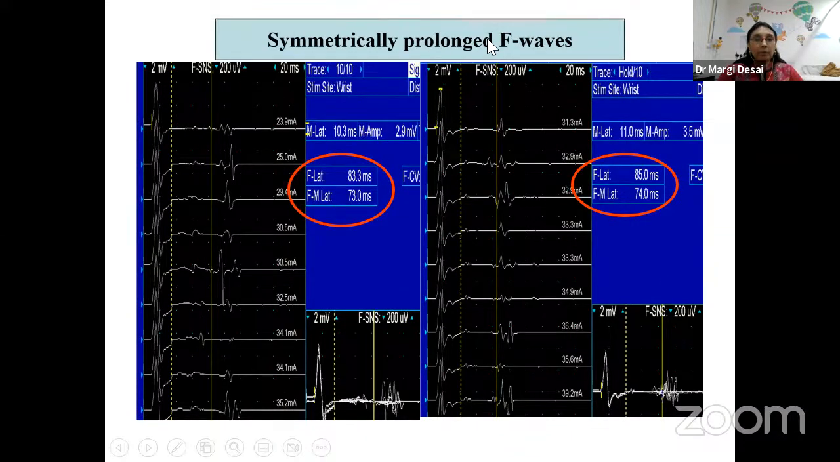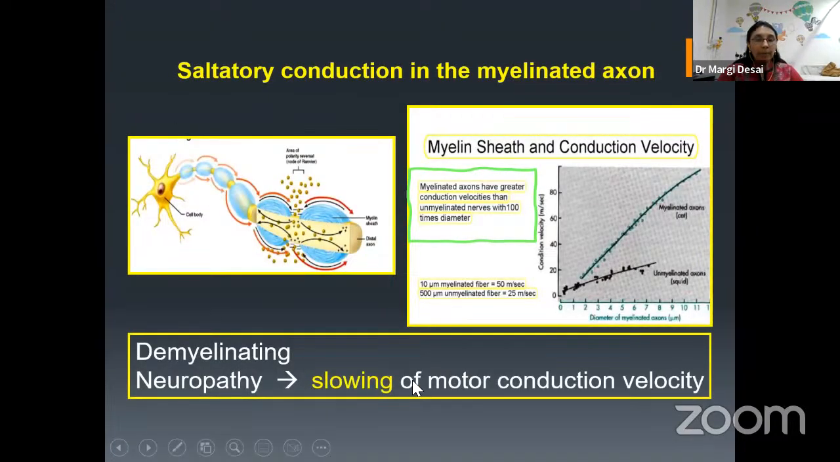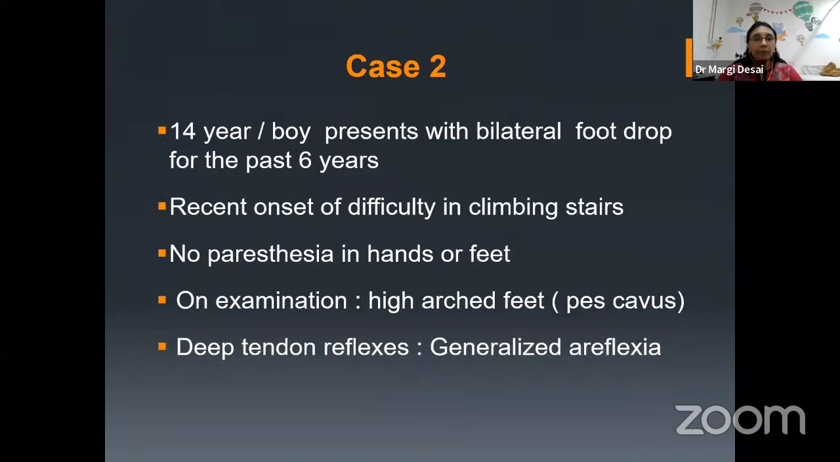And let's look at the F waves. Now, normal F wave latencies in children range between 16 to 20 milliseconds. In his case, it is 73 milliseconds on the right and 74 on the left. So again, symmetrically prolonged F waves. So we discussed earlier why F waves get prolonged. F waves get prolonged when you have a demyelinating neuropathy. Why? Because when you have loss of myelin, there is loss of saltatory conduction and there is severe slowing of velocity. So this is the picture I was trying to show you, that when you have a demyelinating neuropathy, there is slowing of velocity and prolongation of F waves. And that is exactly what we found in this child.